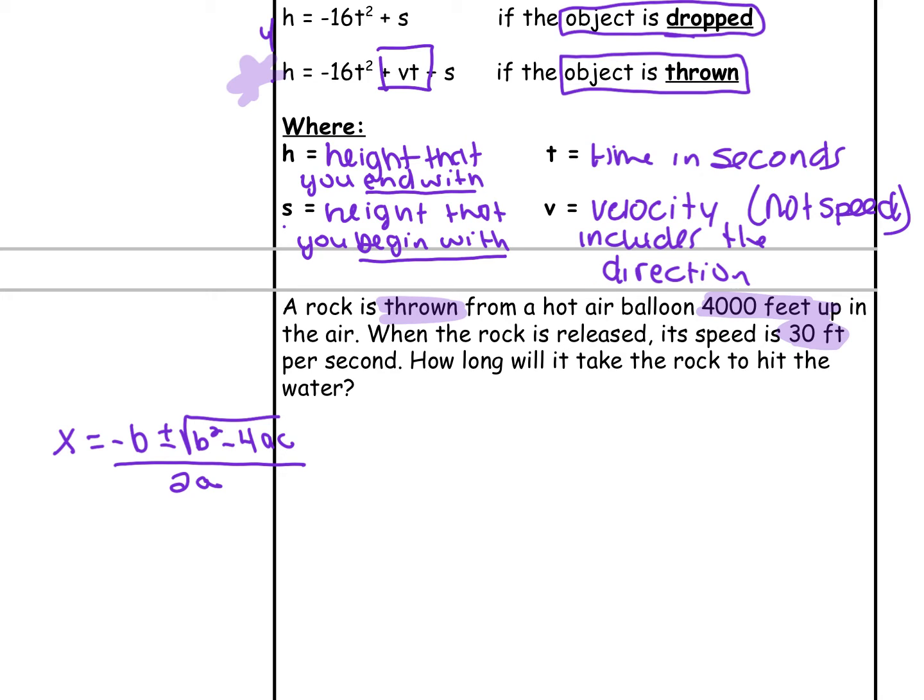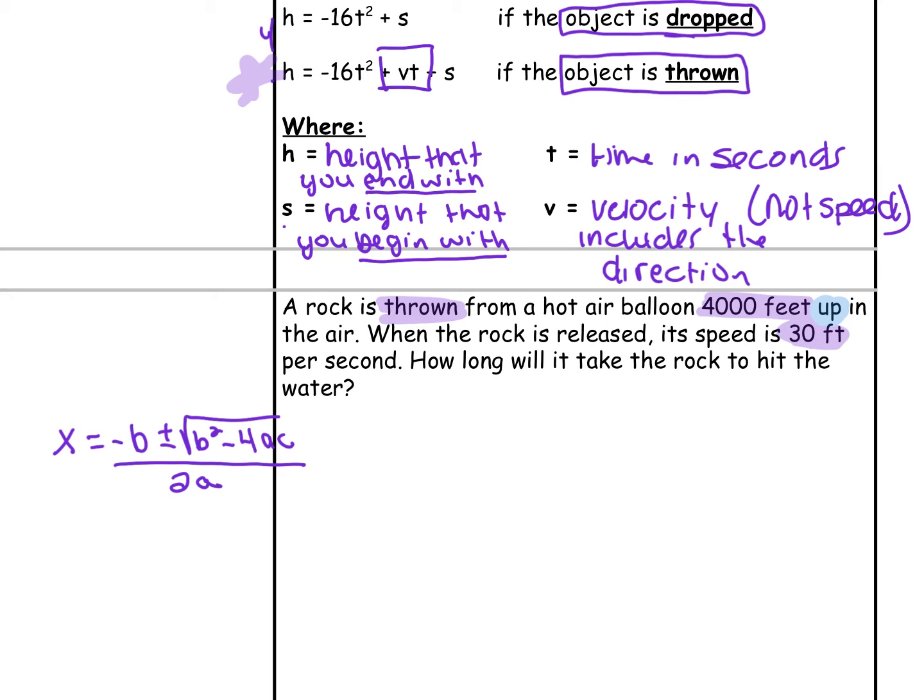So speed is similar to velocity, but is it going up or is it going down? The key word here is up. It was thrown up, which sounds really funny, but the speed is going up, so the velocity is going to be a positive number. If it was thrown down, then it would be a negative number.